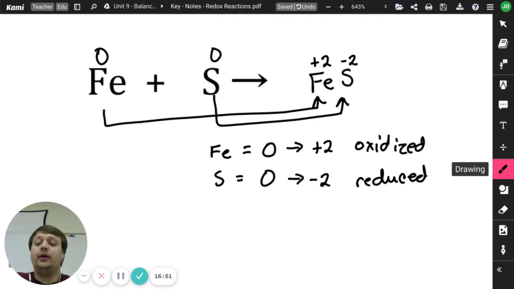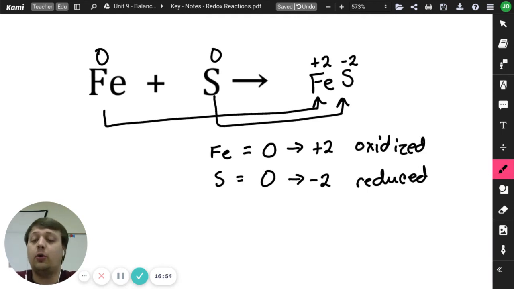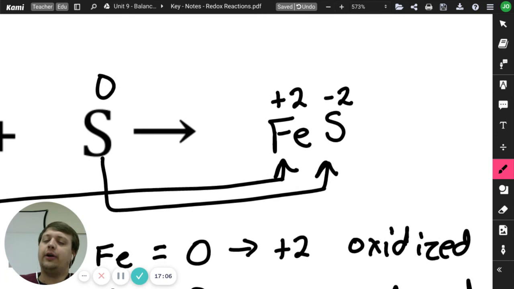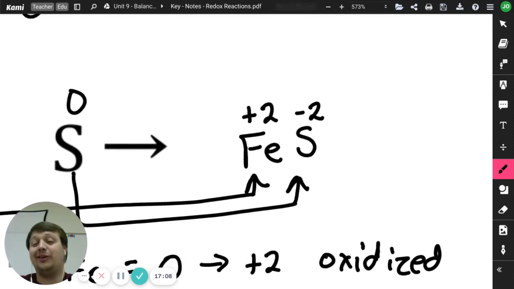All right, so here is what you should have ended up with. What I found was that iron in its free state has an oxidation number of 0. Sulfur in its free state also has an oxidation number of 0. Over here, I found that sulfur has a negative 2 because of where it is on the periodic table. But I personally also know that a common ion of iron is positive 2. And so that's what I used here.